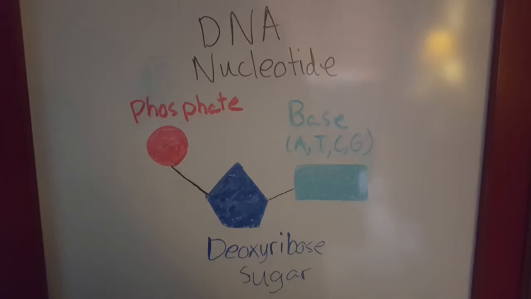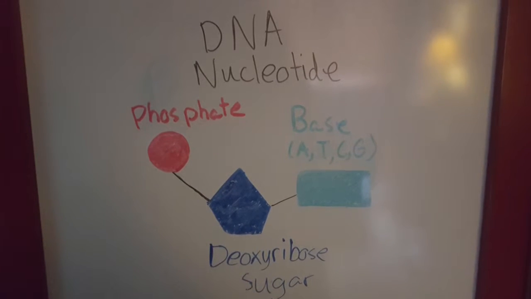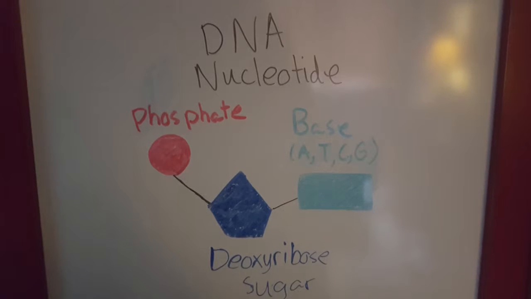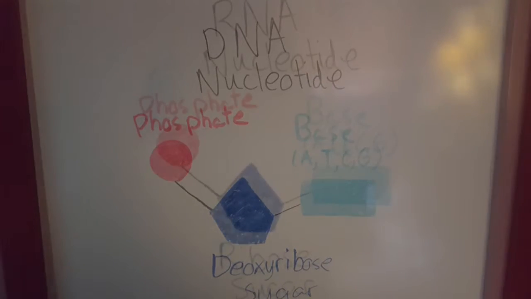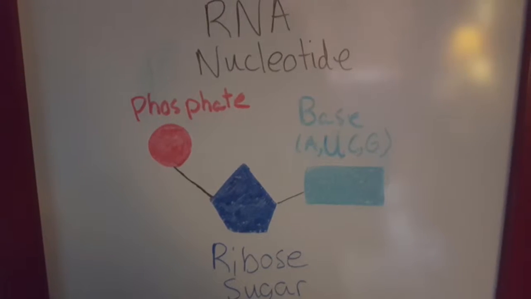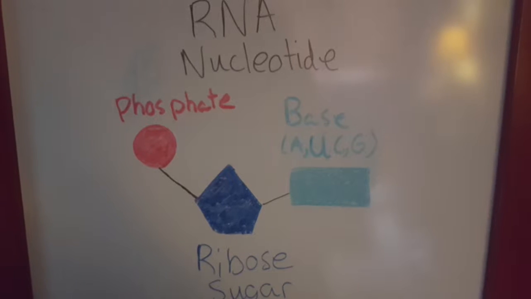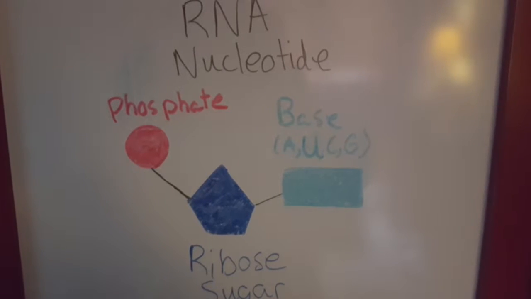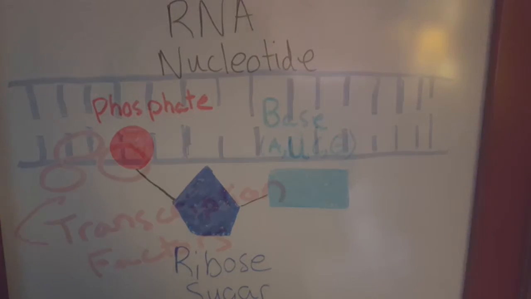DNA nucleotides are what make up DNA, and they are made from a phosphate group, deoxyribose sugar, and a nitrogen-containing base that is either adenine, thymine, guanine, or cytosine. RNA nucleotides make up RNA, and they are made of a phosphate group, a ribose sugar, and a nitrogen-containing base that is either adenine, uracil, guanine, or cytosine.